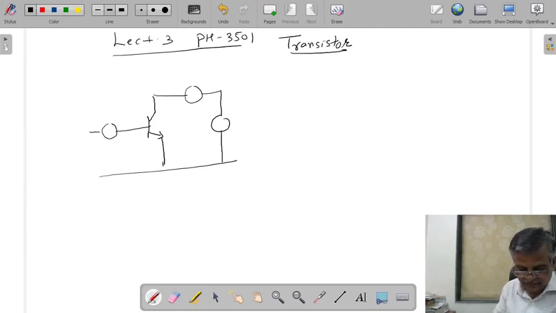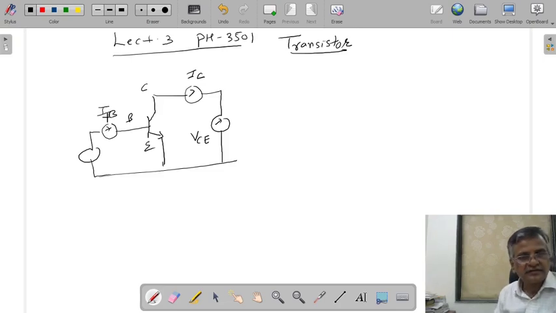Here you are connecting an ammeter and a voltmeter. This is your collector current, because you know this is the collector, base and emitter. This voltmeter measures the voltage between collector and emitter. This is your base. This is a meter to measure the base current. This is the voltage between base and emitter.